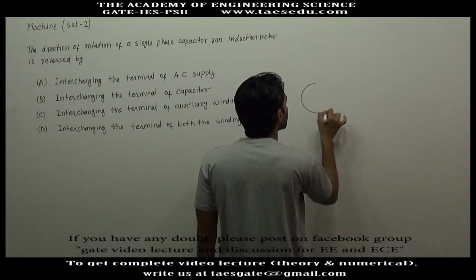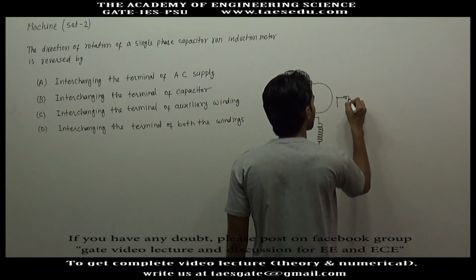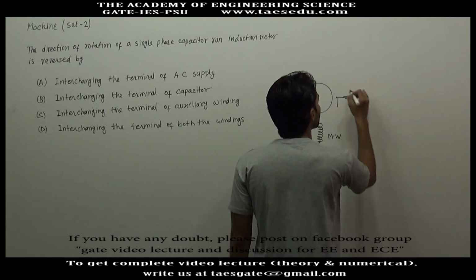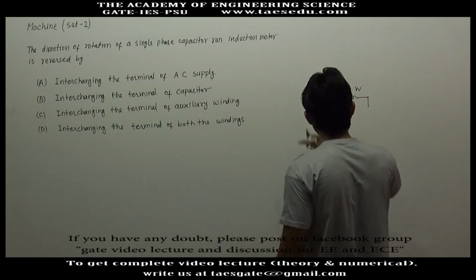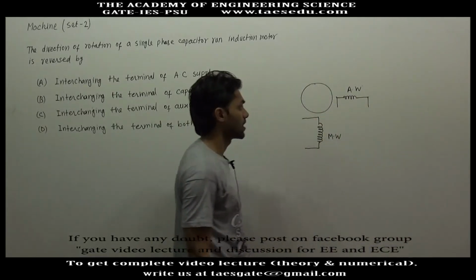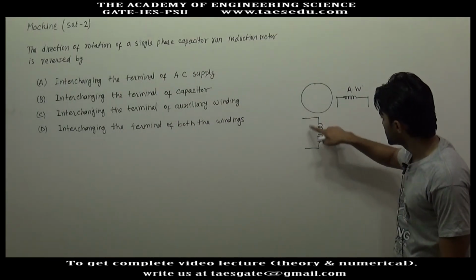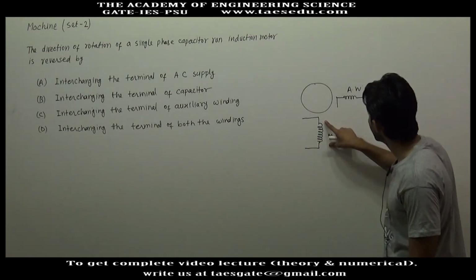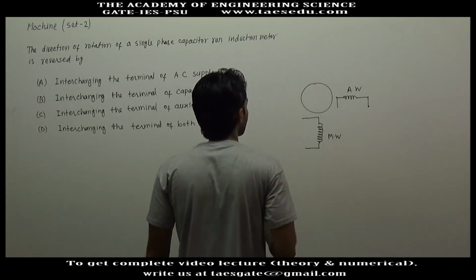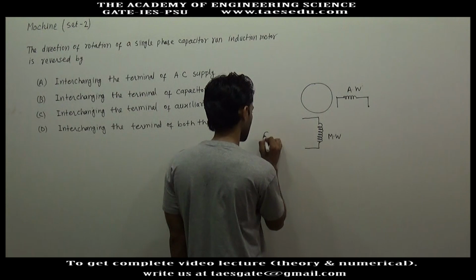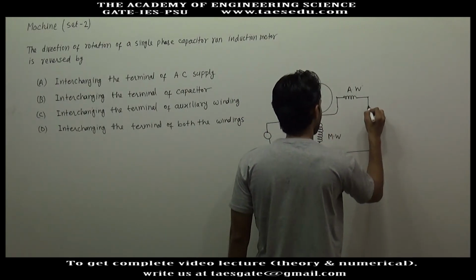In induction motor, there is one main winding, let's say this is main winding and this is auxiliary winding. In capacitor induction motor, we have studied that the direction of rotation can be changed either by interchanging the connection of main winding or by interchanging the connection of auxiliary winding. Both the windings are connected to the same AC supply. Let's say this is AC supply, and these are connected in this way.